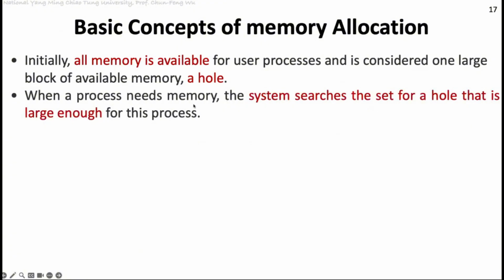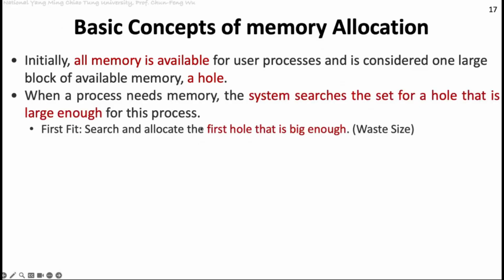When a process needs memory, the system searches the set of holes for one that is large enough for this process. There is a strategy called first fit, which searches and allocates the first hole that is big enough. But for example, if now you need 4 megabytes, but the first hole is 4 gigabytes, the system will still return the 4 gigabytes to you. This is a very wasteful decision, but this is first fit. So you get a hole larger than you want.